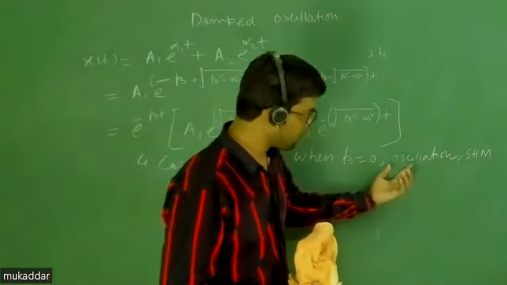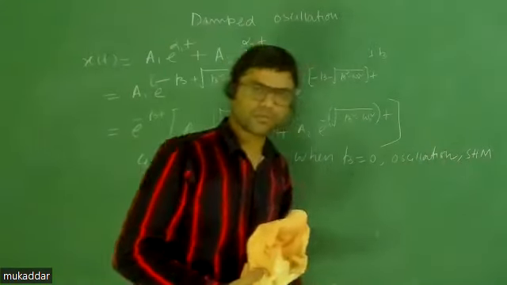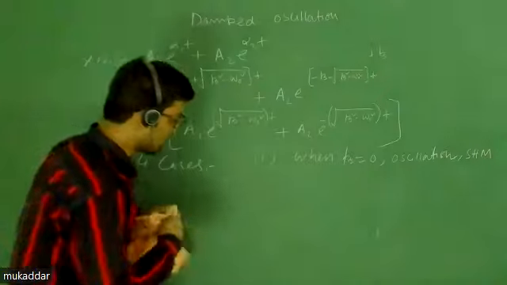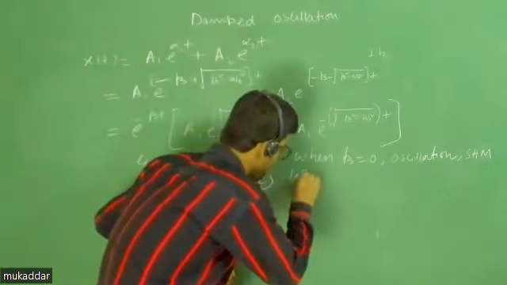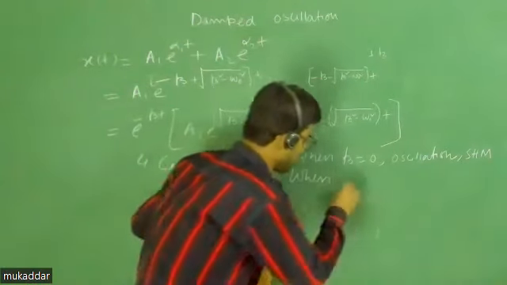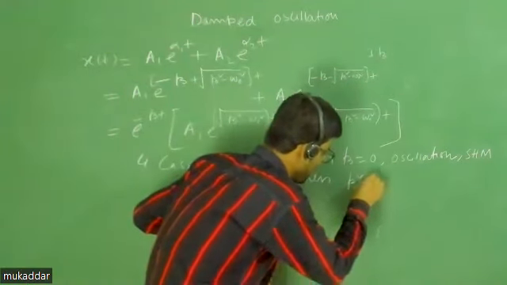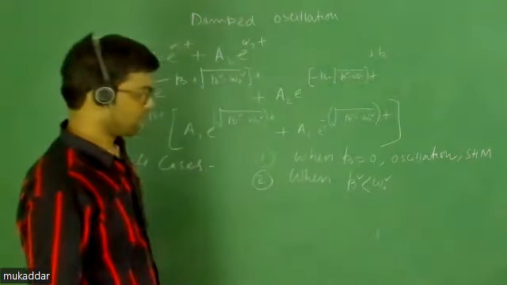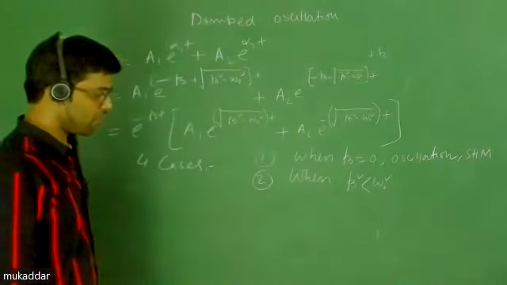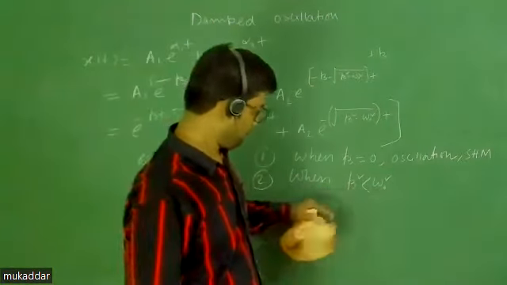It will convert it to simple harmonic motion. In simple harmonic motion, you know there is an oscillation. Then you have a second case when beta is non-zero actually, but strength is low. Beta square is less than omega naught square. Strength is low as compared to natural frequency.